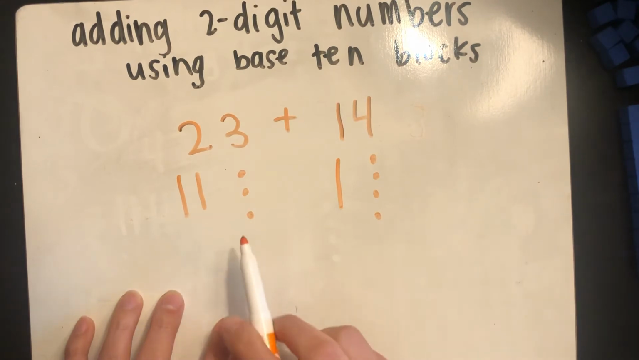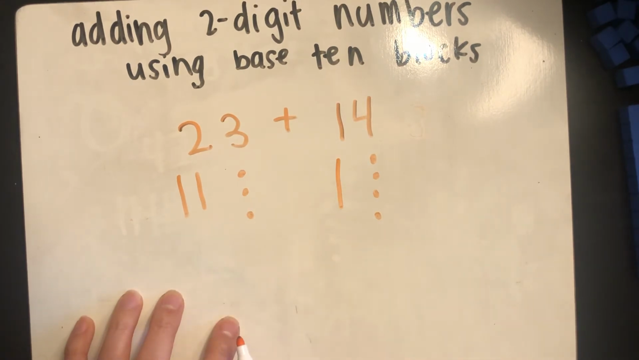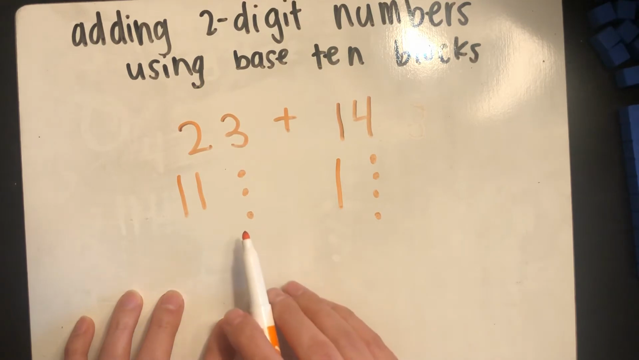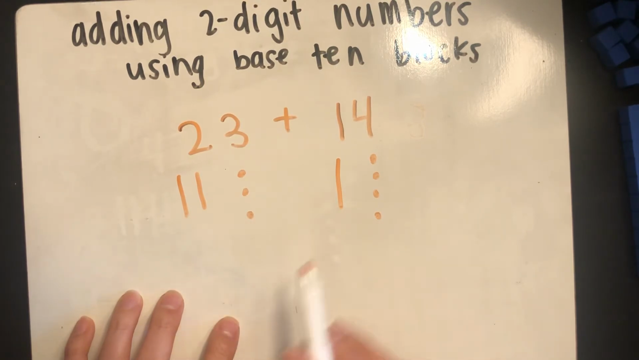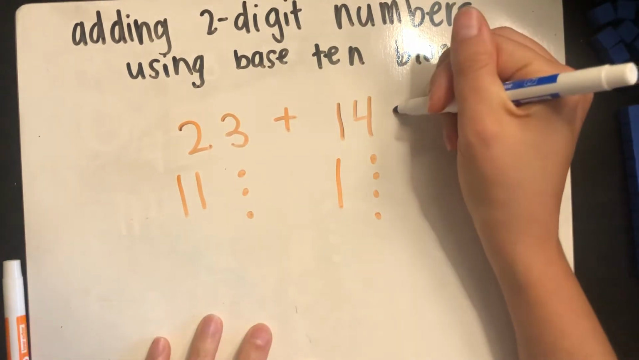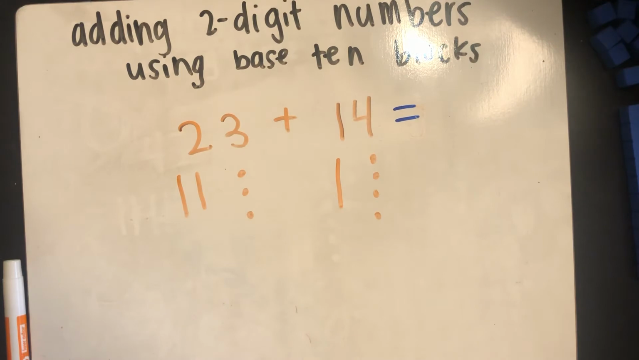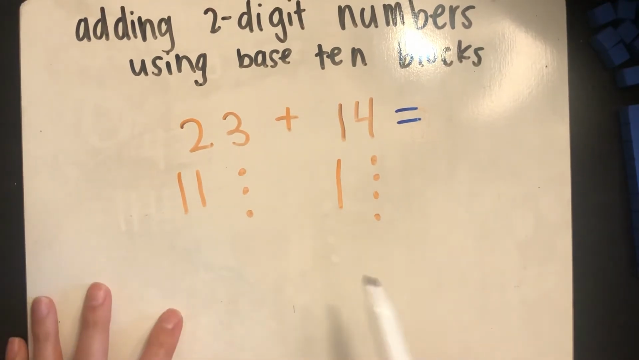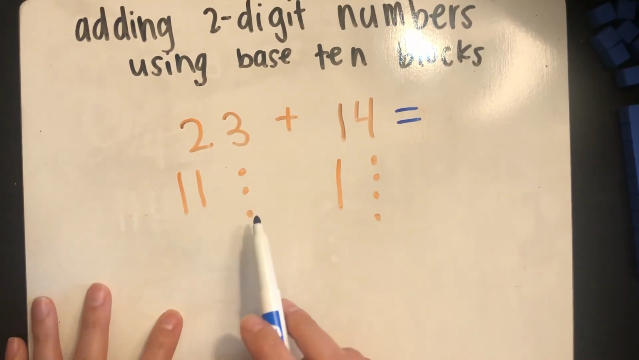Now, you should always start with the ones cubes. I know I didn't do that last time, but you should always start with the ones cubes, okay? So let's start with the ones cubes this time. All right, we need to add our equal sign. Every number sentence needs an equal sign. So we have to count up our ones cubes first.